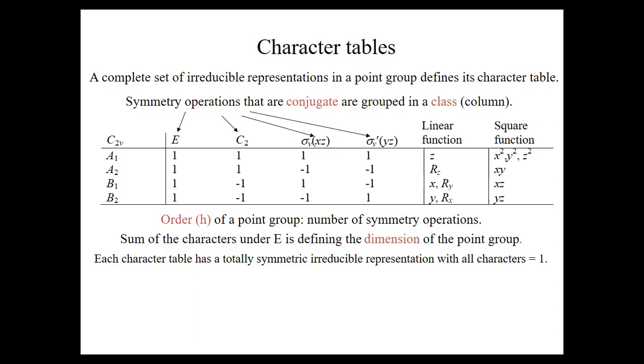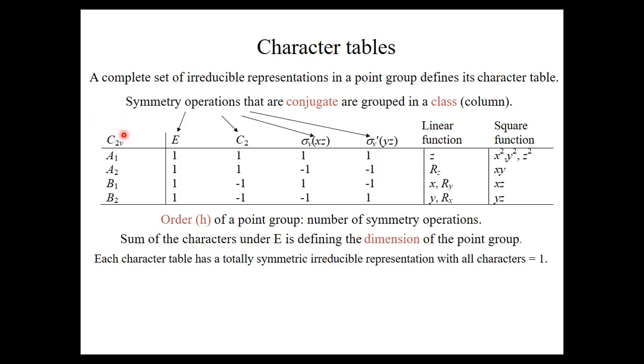A character table is basically a table of rows and columns for a particular point group, and it tells us which mathematical functions have which symmetry type. So you see here a complete character table for the point group C2v. So you see here in the left upper corner, the point group symbol for the point group.